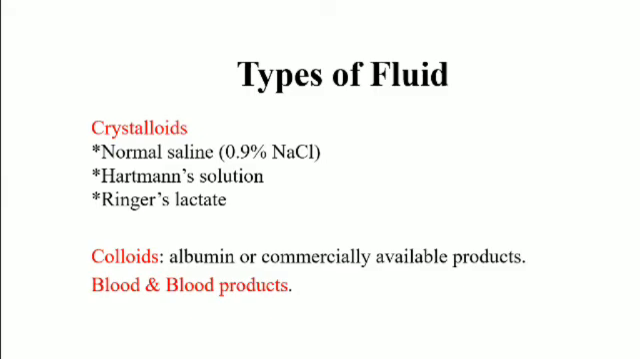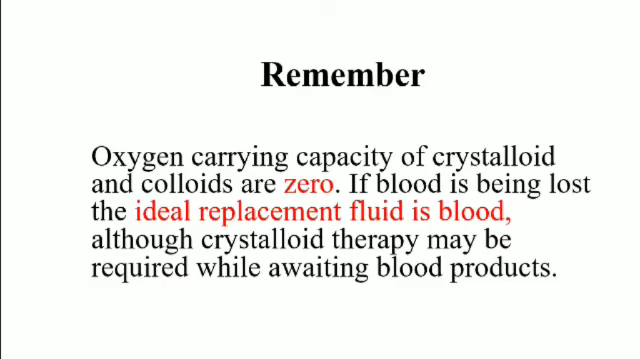Types of fluid: the crystalloids, colloids, blood and blood products. Commonly used crystalloids are normal saline, that is 0.9% sodium chloride, Hartmann's solution, Ringer's lactate. For colloids, albumin or other commercially available products are used. And the third one is blood and blood products, which is most important. Remember, the oxygen carrying capacity of crystalloid and colloids is 0. If blood is being lost, the ideal replacement fluid is blood, although crystalloid therapy may be required while awaiting blood products.